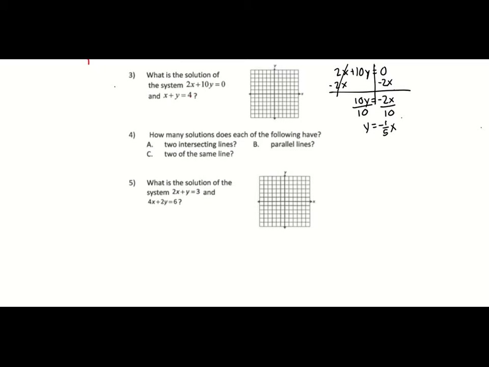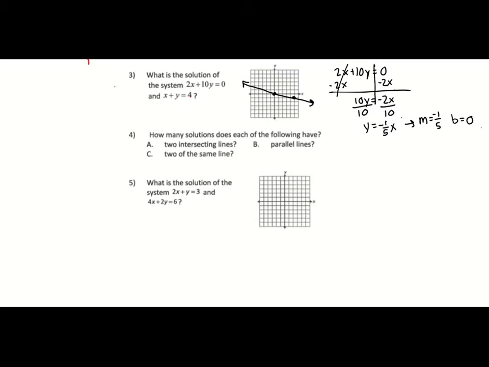So in this equation, my slope is negative 1 over 5, and my b is 0. There's no number there, so my b is 0. So I can start with my first point at the origin, where b is 0. Then I'm going to go down 1 and over 5, which brings me right here.